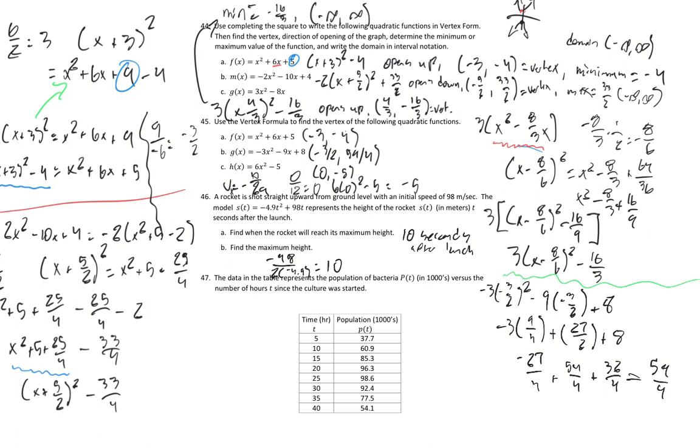So then, to find where the maximum height is, well, we just plug in 10. So negative 4.9 times 10 squared plus 98 times 10. And we can just plug that in our calculator again. That gives us 490. So maximum height should be 490 meters. Okay. Final question.